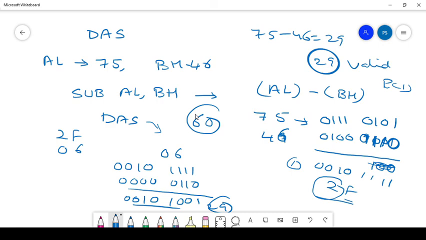So these are some arithmetic instructions. In the next session we'll go for the logical instructions.